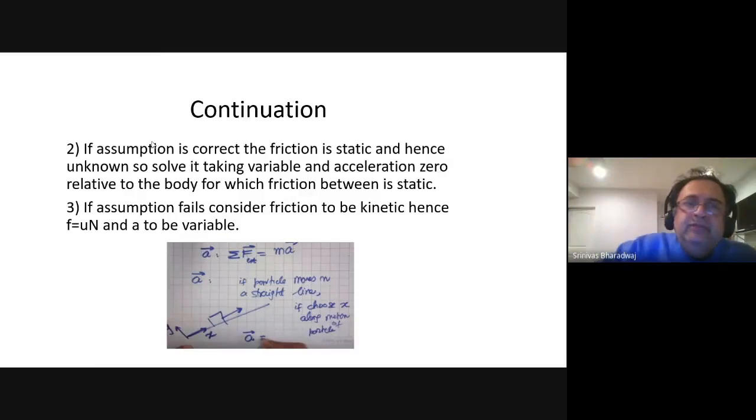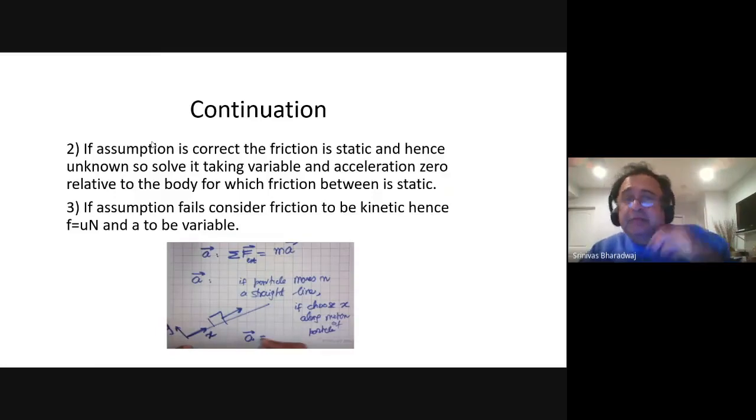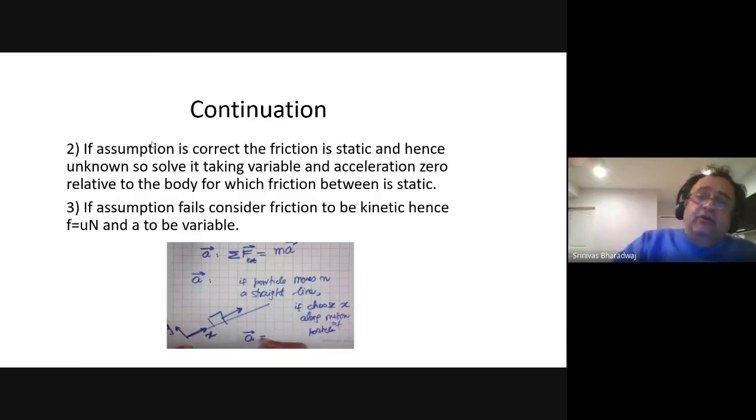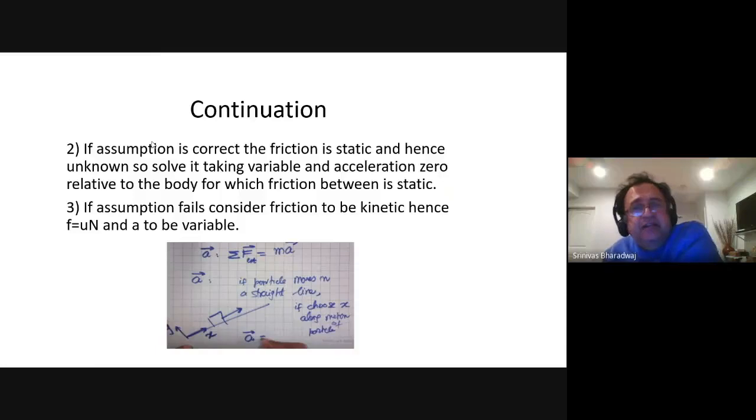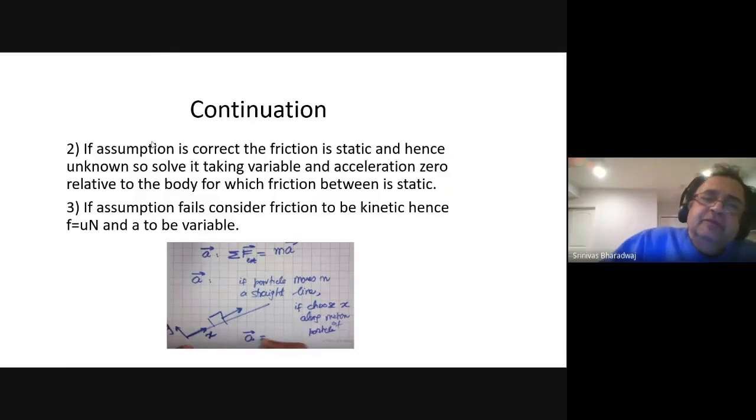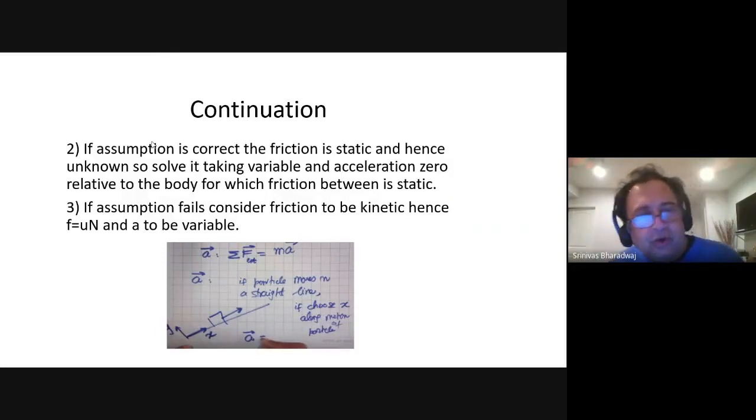Now, if the assumption is that it is static, then the friction becomes the unknown. If it is moving, it's dynamic, then the friction is known. You see? If it is not moving, the acceleration is zero, so the acceleration is known. When it is moving, the acceleration becomes an unknown, but the friction becomes a known. So that's the trade-off between whether it's moving or not. Notice and understand these tricky trade-offs.